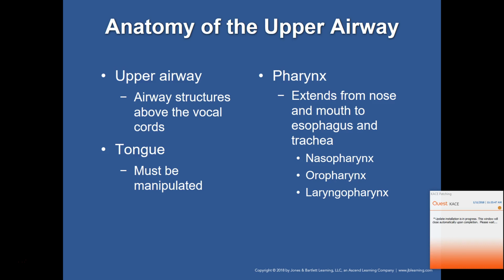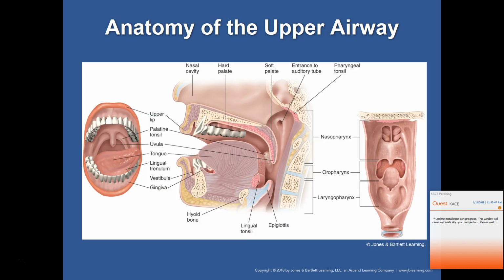The pharynx, of course, extends from the nose and mouth to the esophagus. So that's that portion inside the nose and mouth. We have the oral pharynx and the nasal pharynx, and the laryngopharynx. Of course, the tongue is a great potential for an obstruction. It's actually the number one cause of airway obstruction. So the tongue has to be managed as well, and it's something we have to watch out for.